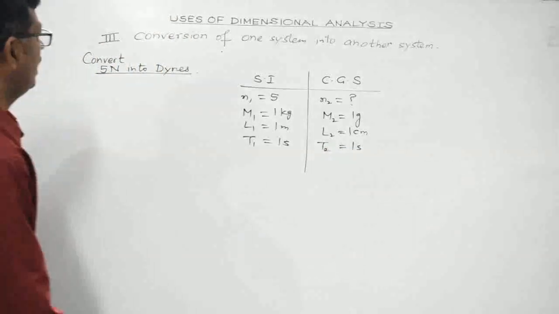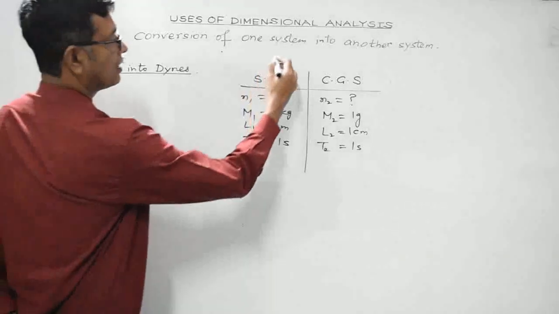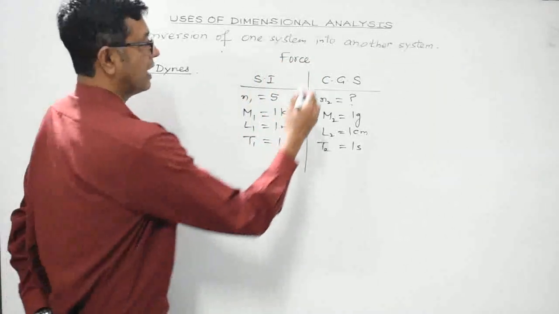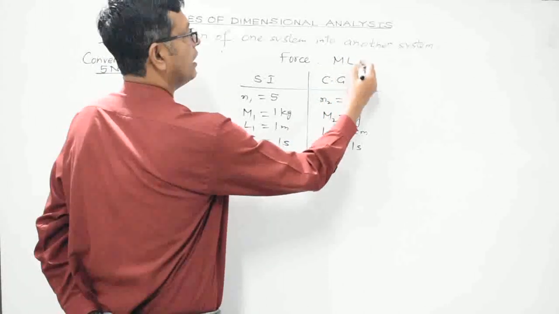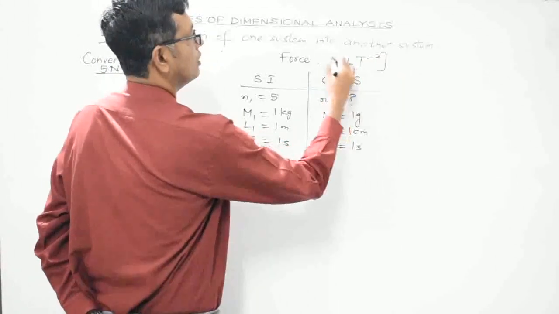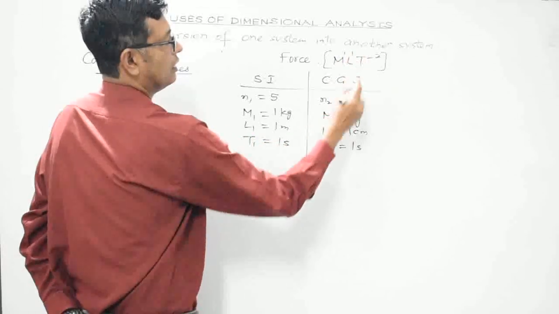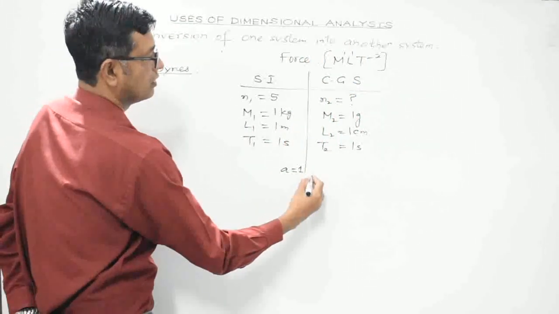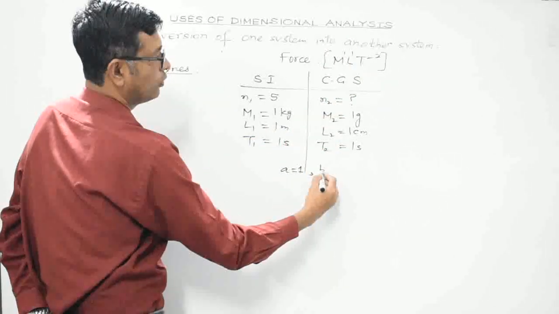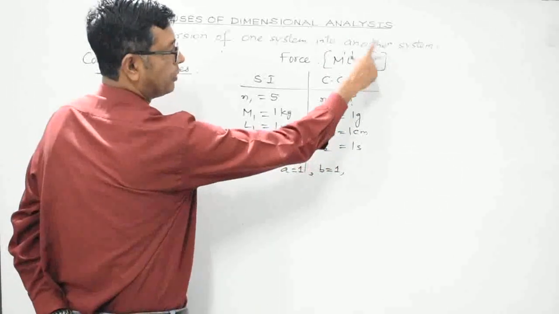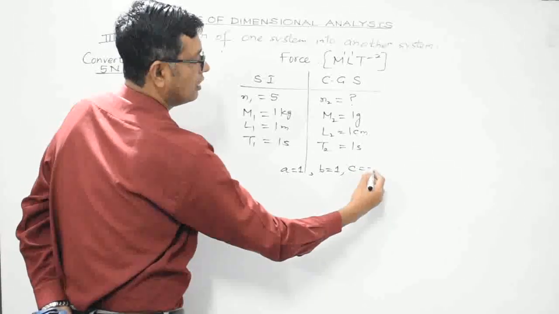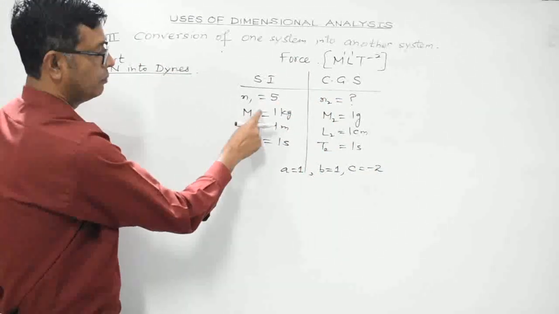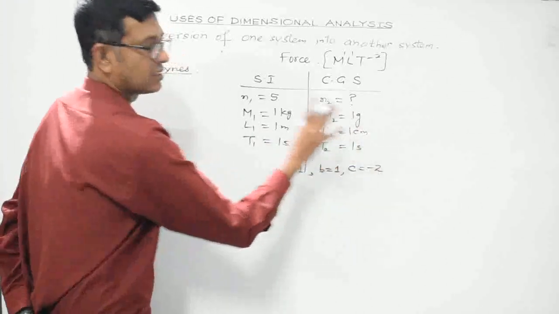Right? And what is the physical quantity under consideration? It is force. And what are the dimensions of force? It is MLT minus 2. Right? M to the power A. So what is the value of A? It is 1. L to the power B. So what is the value of B? It is 1. T to the power C. So what is the value of C? It is minus 2. These are the dimensions of force in mass, length and time respectively.